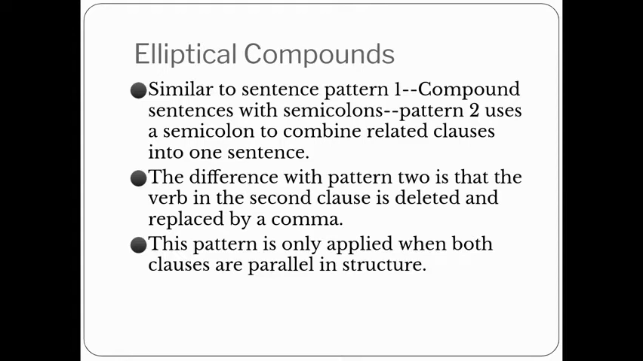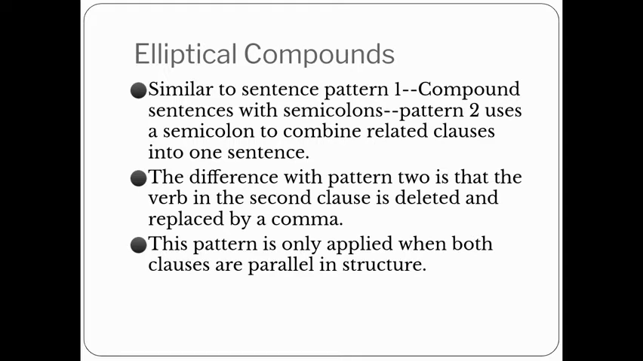And again, it's a compound sentence. So it's going to be two or more independent clauses combined together into one sentence. That's why elliptical compounds are similar to sentence pattern 1. They're compound sentences combined using semicolons. Pattern 2, however, uses a semicolon to combine related clauses into one sentence. The difference with pattern 2 is that the verb in the second clause is deleted because it's the same verb. You don't have to say the same verb twice if you know how to do this pattern and you replace that verb with a comma. The implication with the comma is that that pause reminds your reader that there was that same verb there before.